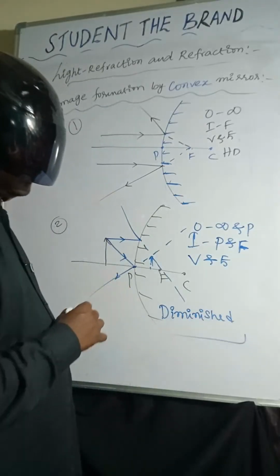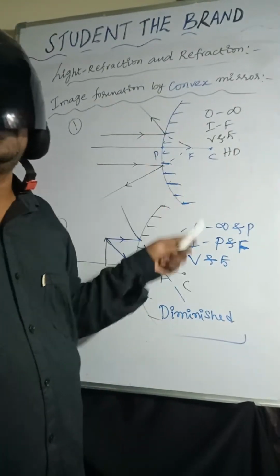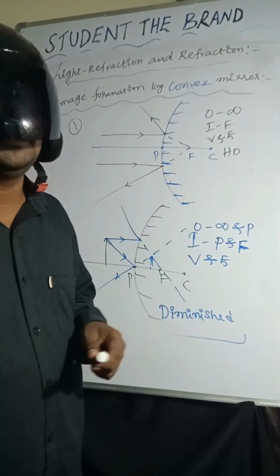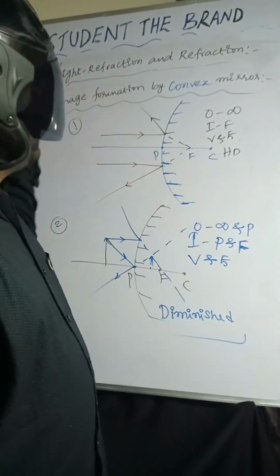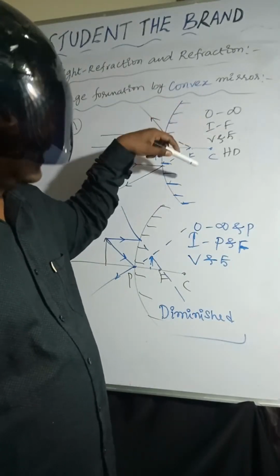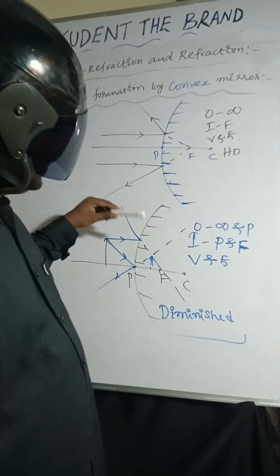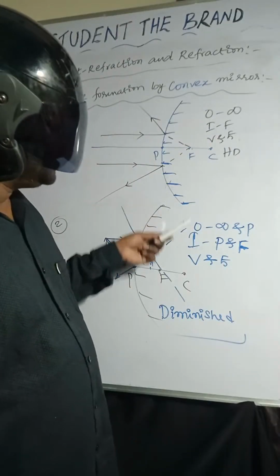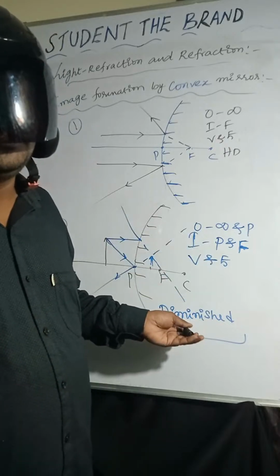Okay, so that's enough. This is about convex mirror image formations. Once again, you can observe here. Object is placed at infinity, image will form at focus. Nature of the image is virtual, erect, and highly diminished. In this case, object is placed between P and infinity, image will form between P and F. Nature of the image is virtual, erect, and diminished.